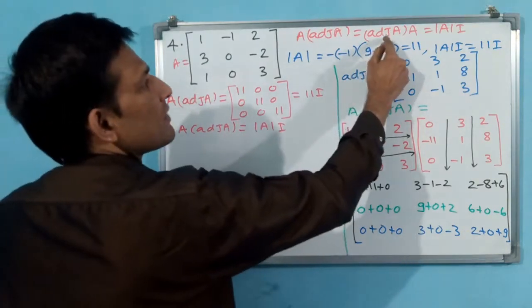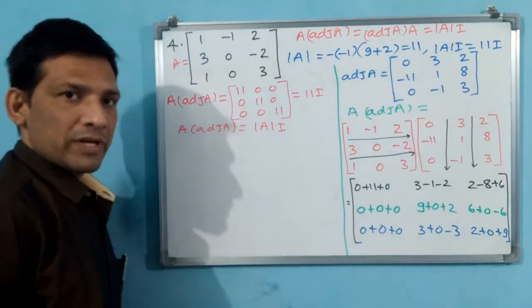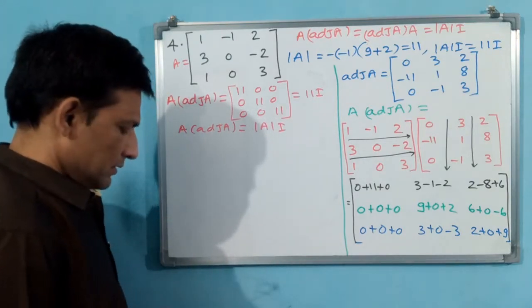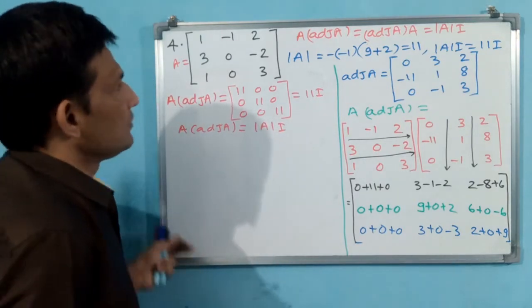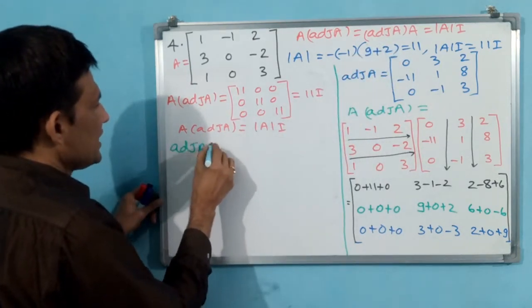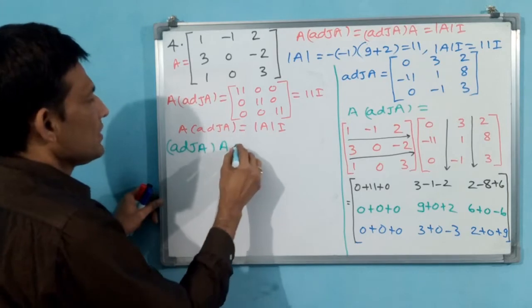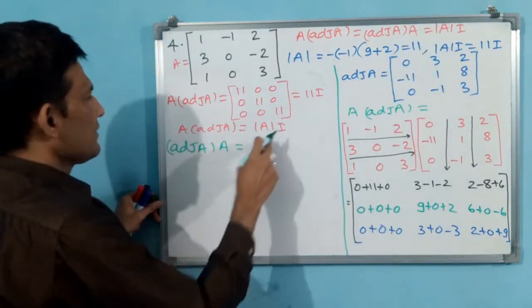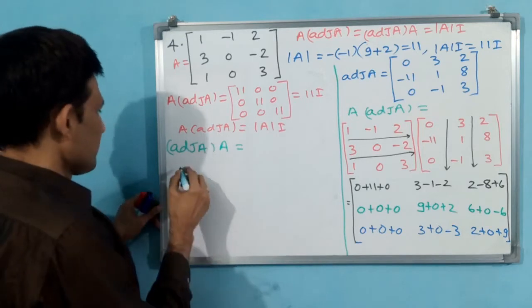We have to do now this one, adjoint A into A. Okay. Let us do that also. Write down now. Adjoint A into A. I am writing, you see, adjoint A into A. That is equal to. Now this also 11I has to come. 11I. Okay. Write down.